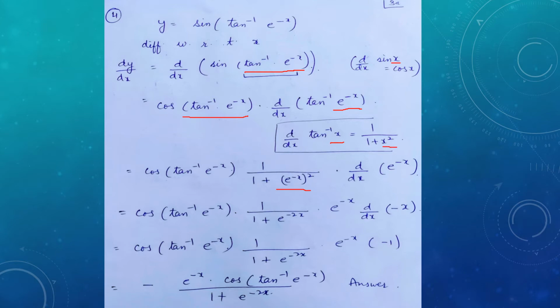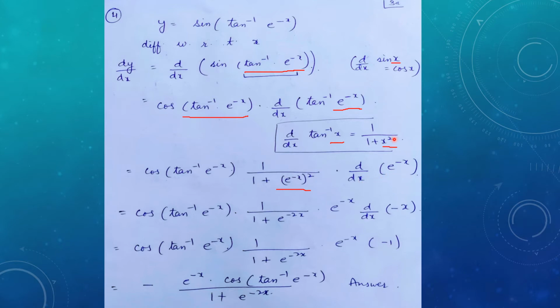This is not that difficult as it seems to be. Wherever this x had come, I have substituted in the formula e power minus x for x. That is why I have underlined all the terms. Now till here I think I have made it clear. Multiplied by the derivative of e power minus x.